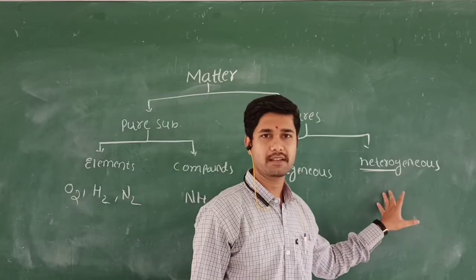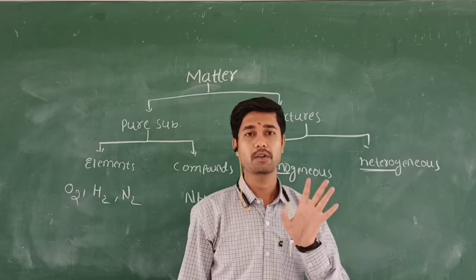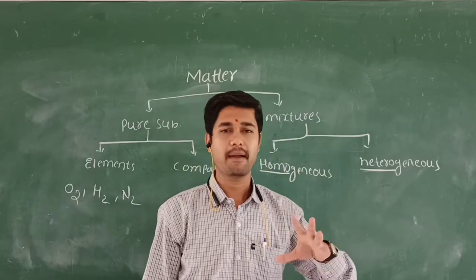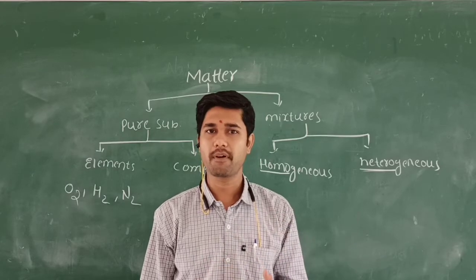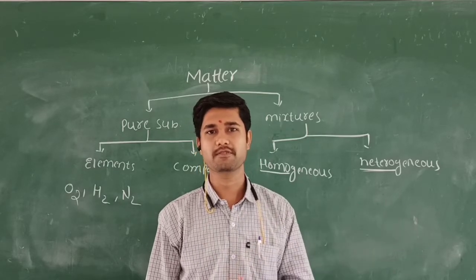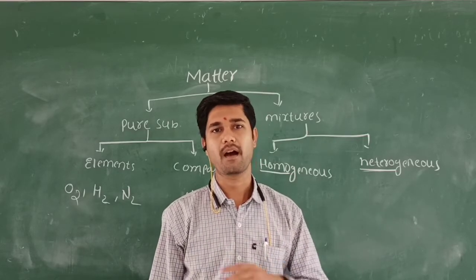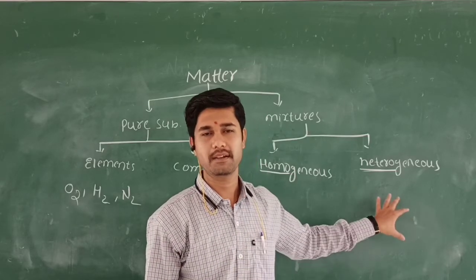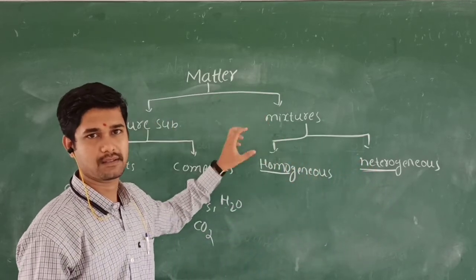Whereas in heterogeneous mixtures, different kinds of phases will be formed and there will be no uniformity. For example, if I mix sugar and salt, what will be formed? That is called heterogeneous. The phases will be different. And if I take oil and water, what happens? Different phases will be there. So these are the classifications of matter. Okay, thank you.